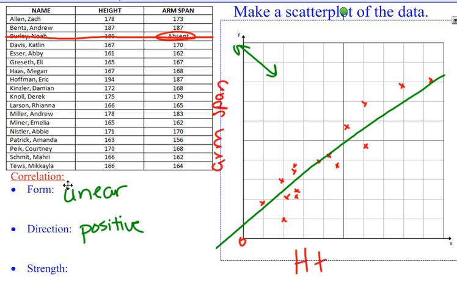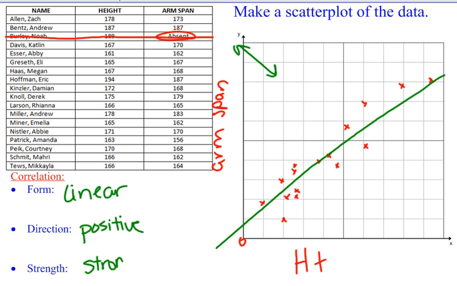So my strength right now, I'm going to describe this as rather strong. This is strongly correlated. My dots are pretty close to that line, right? There's not too many. And then if there's any outliers, an outlier would be someone like right here. They're a little shorter, but they have a huge, oh, just kidding, they have no arm span. That makes no sense, does it?